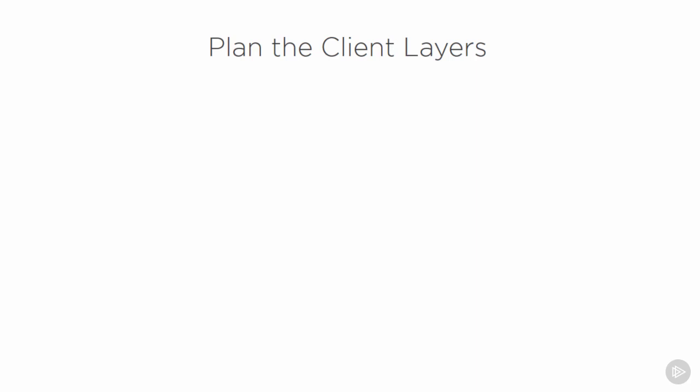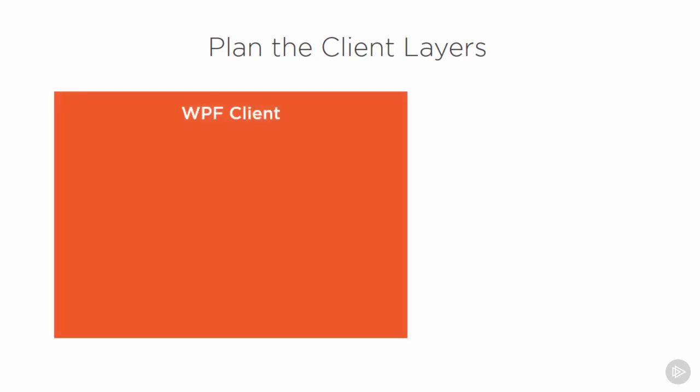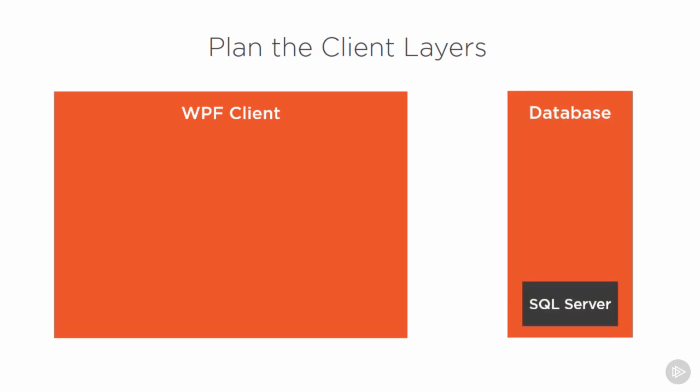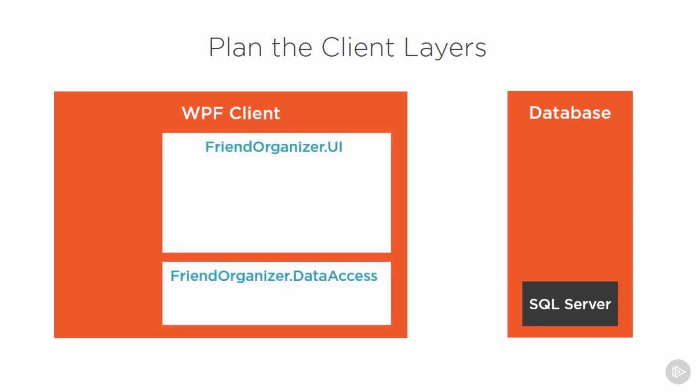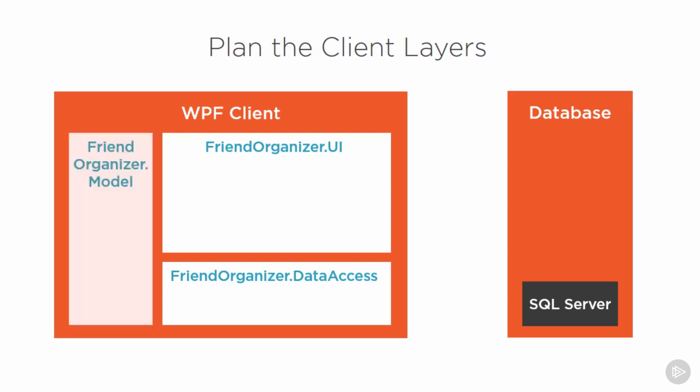As mentioned in the previous clip, the Friend Organizer application is using a client-server architecture. So we have a WPF client and SQL Server as a database. I want to structure the client into 3 projects. One project for the user interface, one project for the data access logic, and one project containing the models.